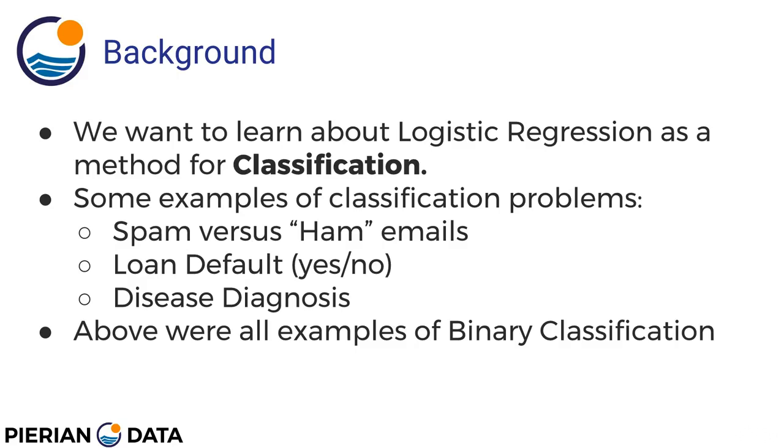Some examples of classification problems are things like separating spam emails versus ham or good emails, trying to decide whether a customer is going to default on their loan, or even diagnosing a disease, for instance if someone has cancer or not. And all of those examples are examples of what's known as binary classification, where the classification is just between two classes.